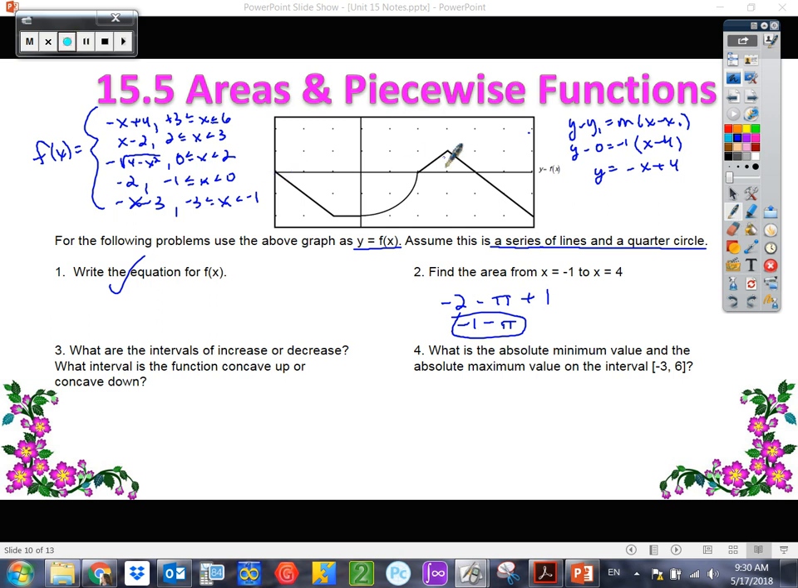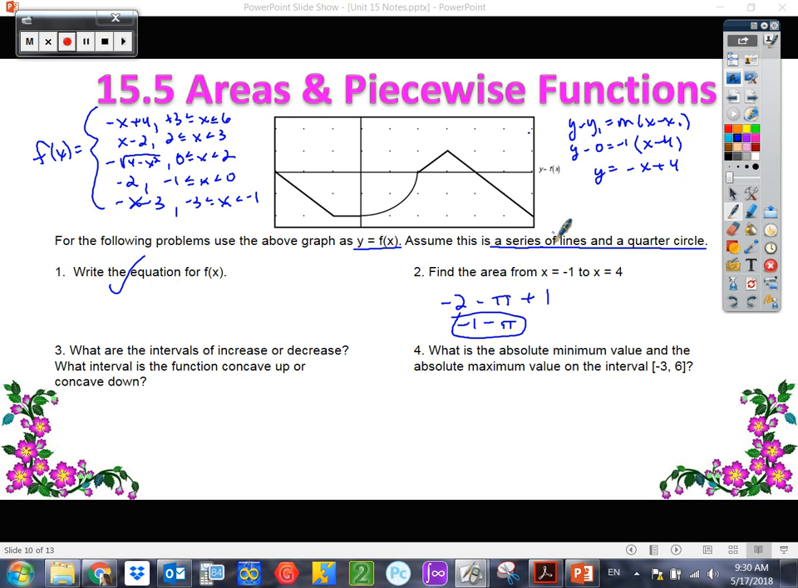Read it from left to right, just like I read a book, right? If I'm coming from left to right and it falls, then I'm decreasing. Here, it's not increasing or decreasing, right? It's flat. And then I'm increasing and decreasing. Okay? So let's kind of list all those things.